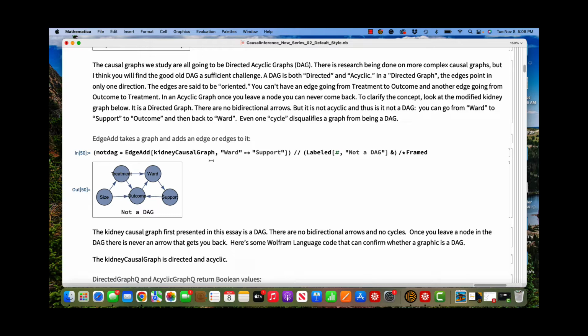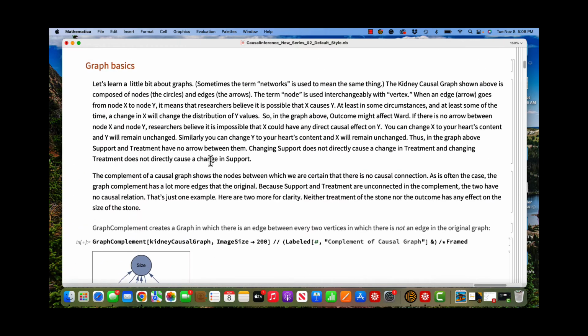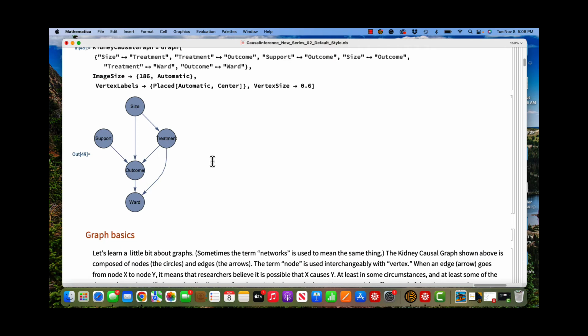Also, we're only going to be dealing with directed acyclic graphs. What is a directed acyclic graph? Well, it's a directed graph, and a directed graph means that all the edges have a direction. There are no bidirectional or non-directional arrows or edges. All the edges have a direction.